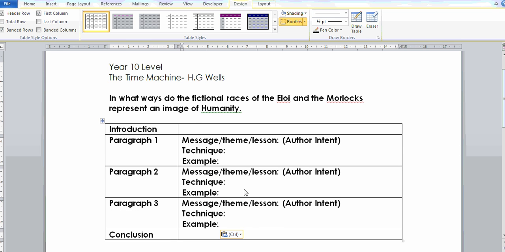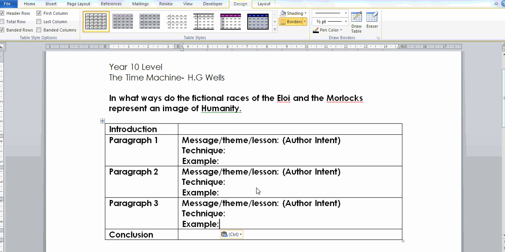Now, I'm only going to go over the first paragraph with you in terms of my planning, but you should be able to use this process to then create your own version of the second and third paragraph, and you should be able to follow these steps.